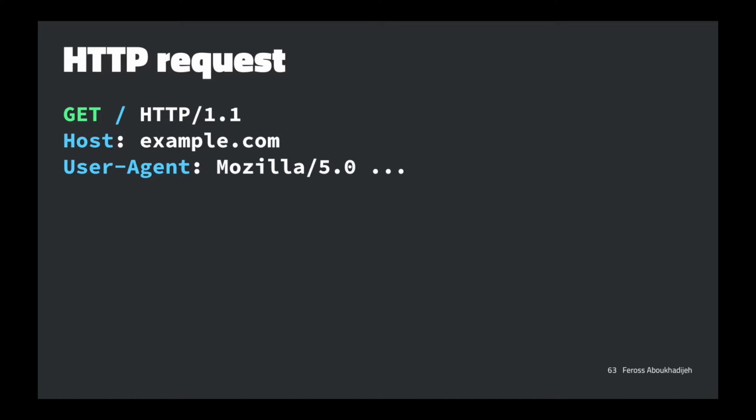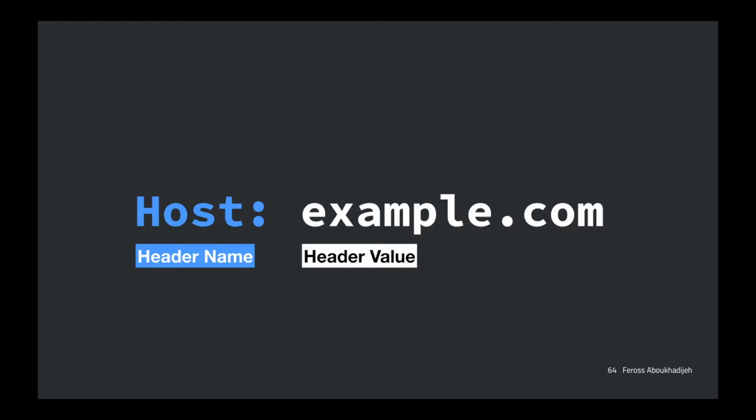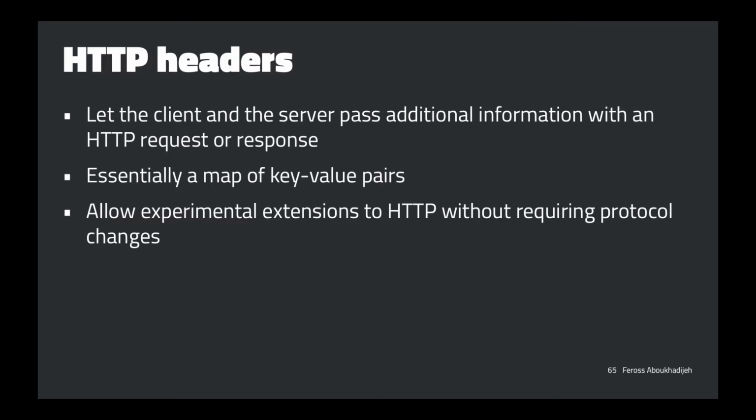I want to talk about headers now. We have a couple here, the host and the user agent, but the general format is a name and then a colon and then a value. That's how it works. These let the client and the server pass additional information that's not actually part of the response. It's basically a map of keys and values. And like I said before, it's really cool because it lets you throw in additional headers without getting all the browsers and everybody to agree on changing HTTP.